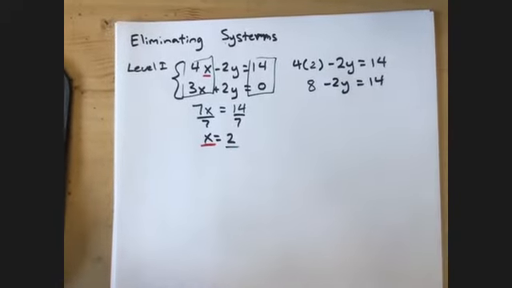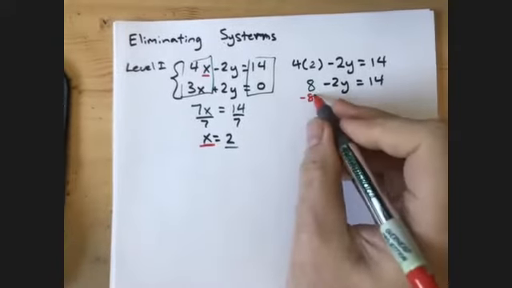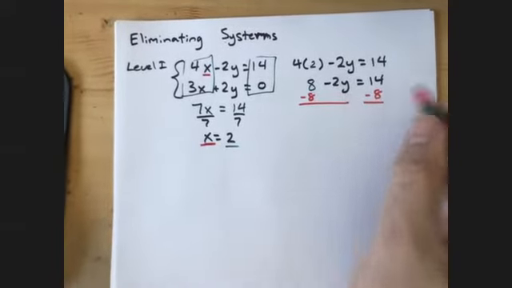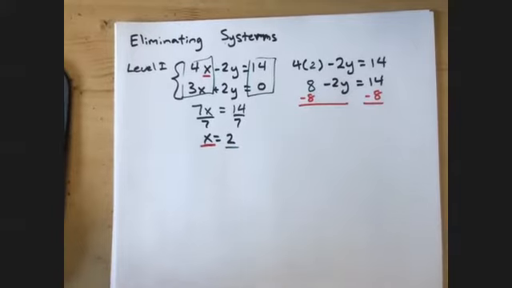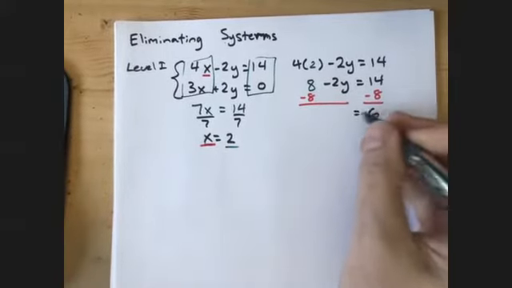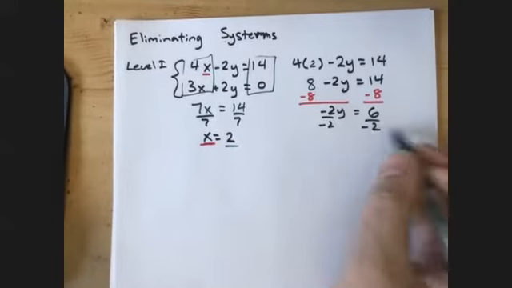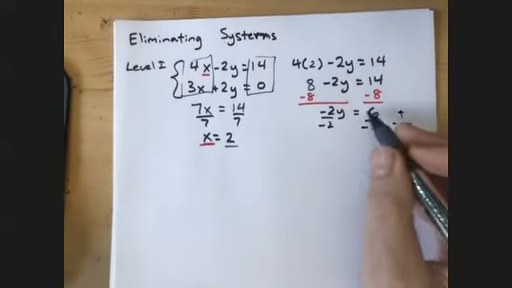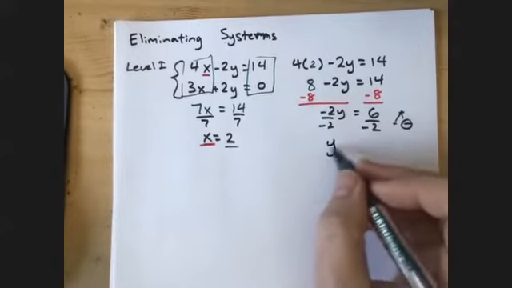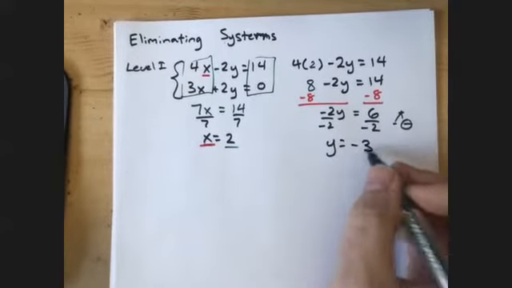And you're at a 2-step. Change the sign of your constant to eliminate. 14 minus 8 is 6. Bring down the negative 2y and divide by the coefficient, right? Positive negative is a negative, so y should equal negative. 6 divided by 2 is 3.